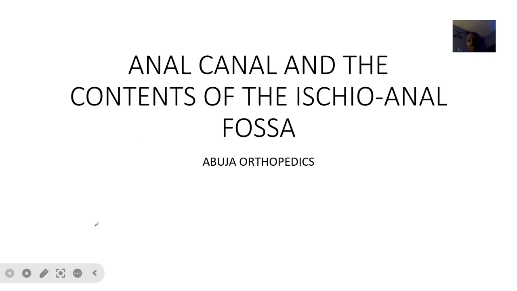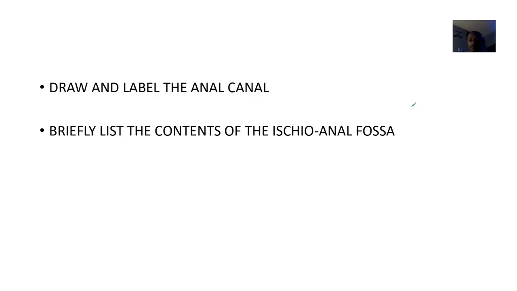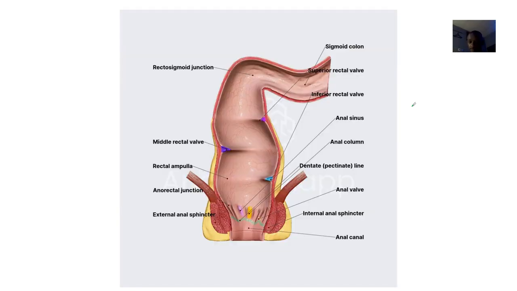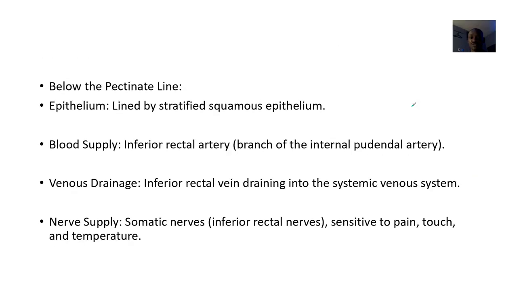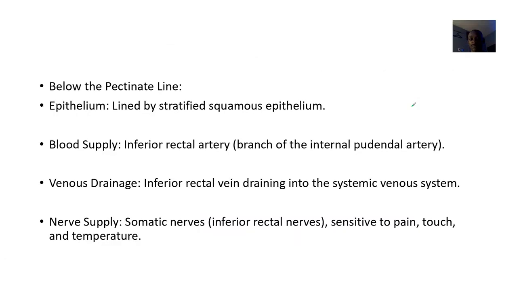All right. So we go on talking about another important part of the body. This is the ischioanal fossa. It was an exam question, right? Students were asked to draw and label the anal canal, then also briefly talk about the ischioanal fossa.